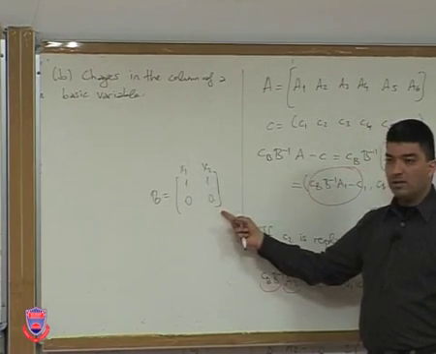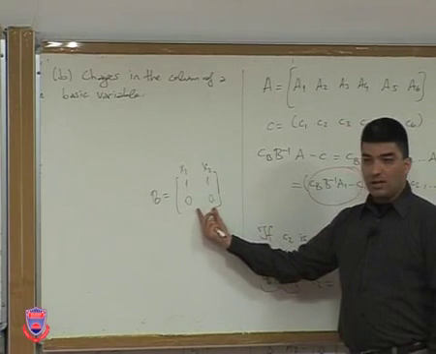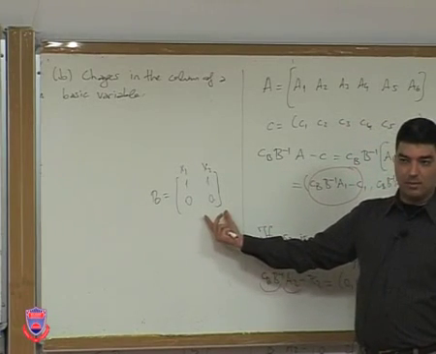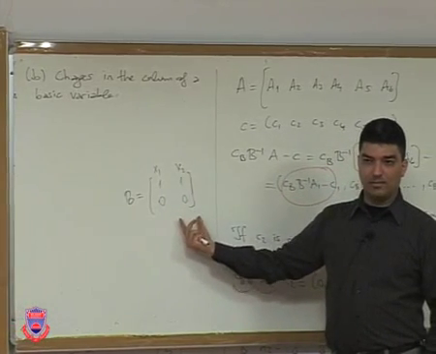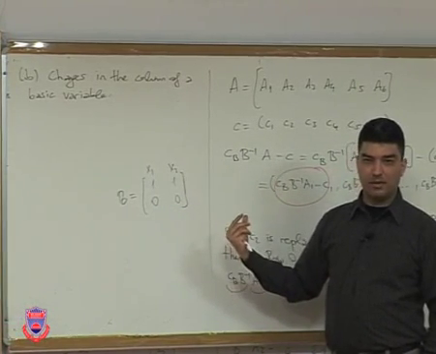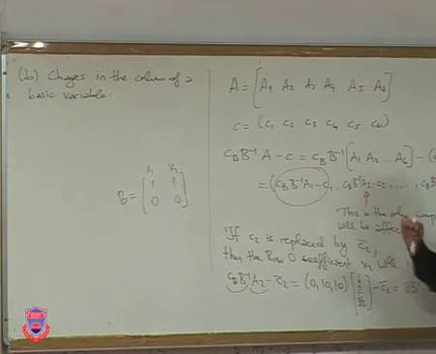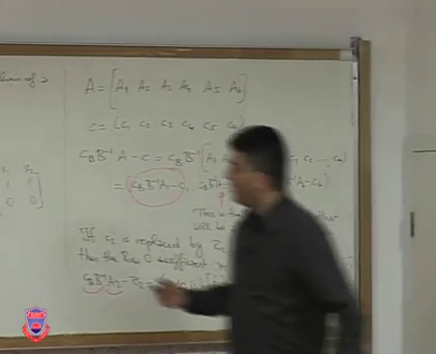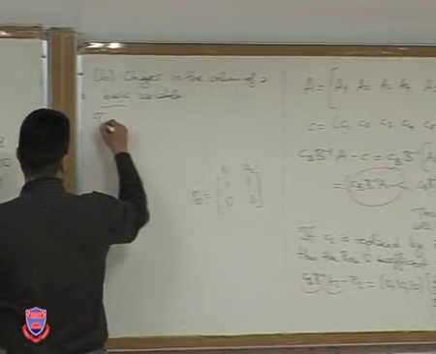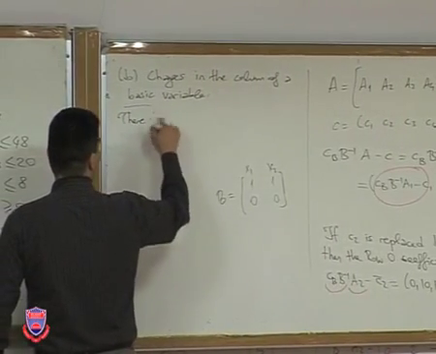What is the problem here? This matrix is no longer non-singular, which means that x1 and x2 cannot even be basic variables together. So this is the other potential problem. If you change the column of a basic variable, then you may run into two problems. Let me write that down. There are two potential problems.